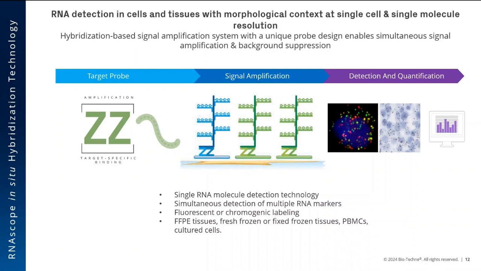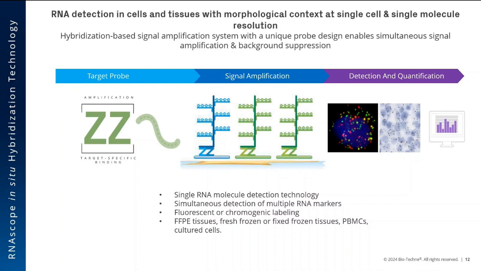The technology basically consists of three parts: a unique target probe that ACD designs against the sequence of interest using our ZZ probe design, a signal amplification system that generates a high signal-to-noise ratio with a simultaneous signal amplification and background suppression methodology, and lastly, visualization of single RNA molecules in the form of punctate dots through either fluorescent or chromogenic detection. The assay can be performed on a variety of tissue samples, including FFPE tissues, fresh frozen or fixed frozen tissues, as well as PBMCs and cultured cells, and it can be used for simultaneous detection of multiple targets.